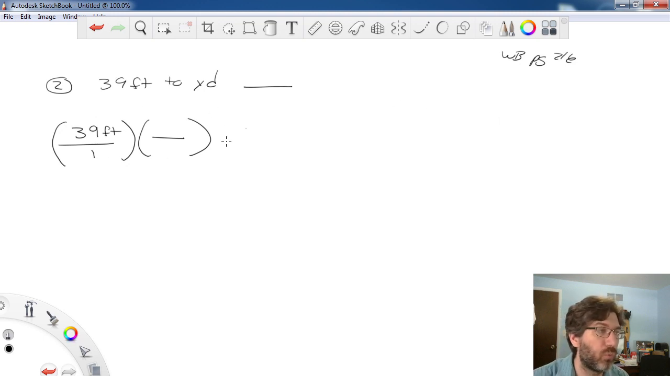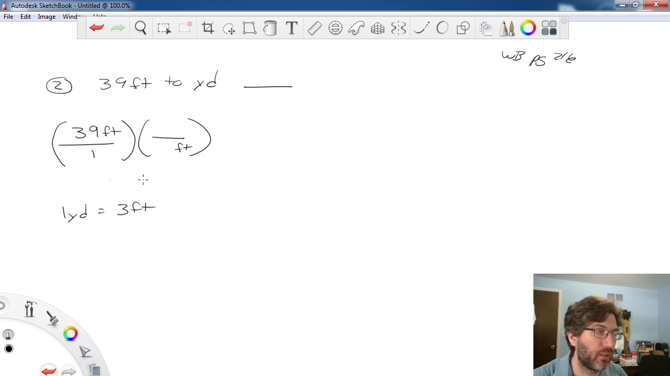I'm going to start with just 1, and looking it up, I need feet to be on the bottom so they cancel out. So here feet will cancel if I put it that way. That's what I'm looking for. So now I have to see if I have a relationship between feet and yards, and I'm going to look at my table and it says 1 foot is 12 inches. That doesn't really help me. Then it says 1 yard is 3 feet. That's a relationship between feet and yards. So it says 1 yard equals 3 feet.